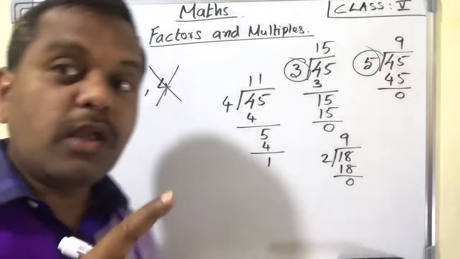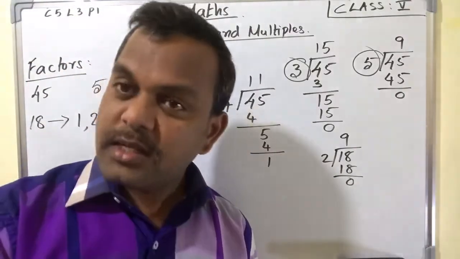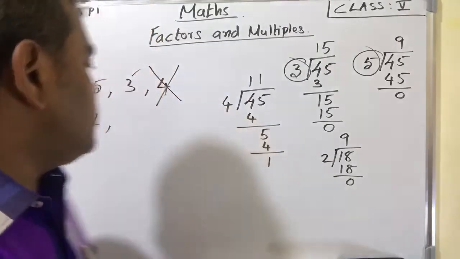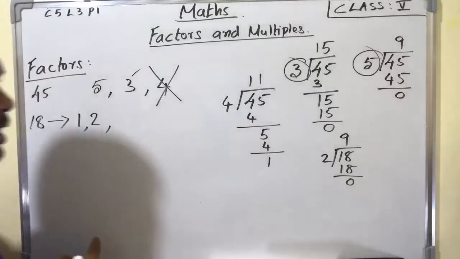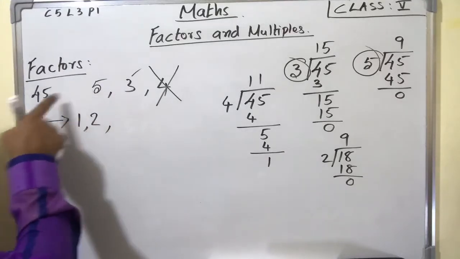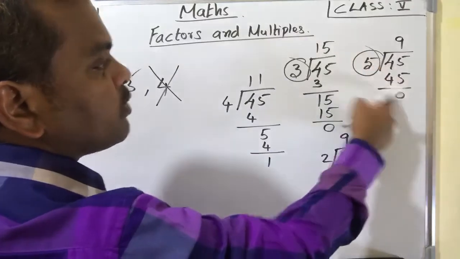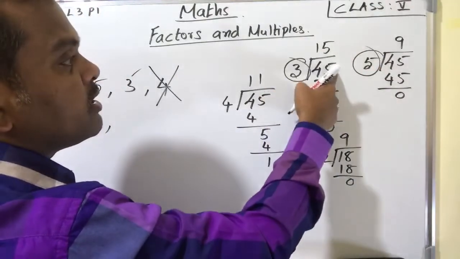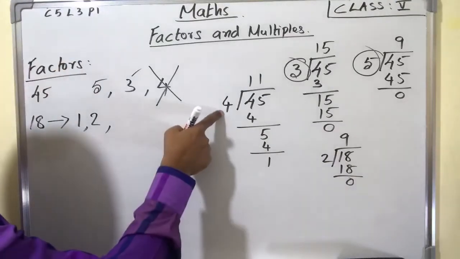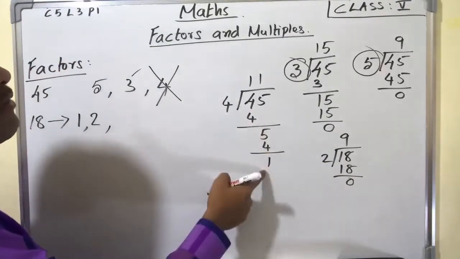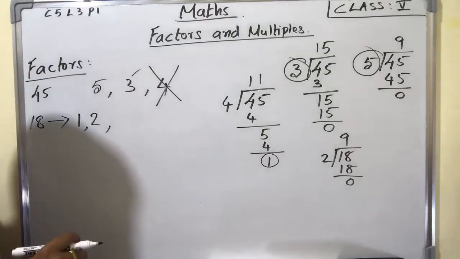I told you already what a factor is. A factor of a number divides a number without leaving remainder. 2 divides 18 without leaving any remainder. Here also, 5 divides 45 and 3 divides 45 without leaving any remainder. But here 4 is not dividing 45 without leaving any remainder. 1 is a remainder. So 4 is not a factor.